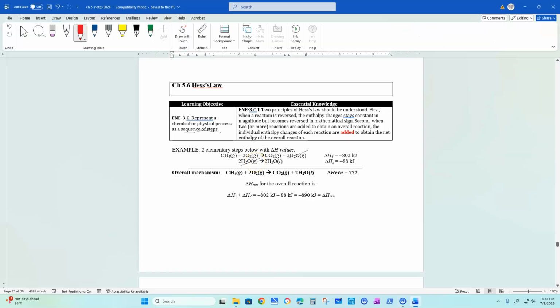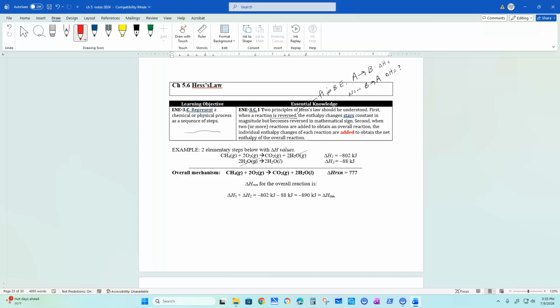So if you have a series of elementary steps to make a mechanism, how do you get the overall delta H? So Hess's Law has two principles. First, number one, if the reaction is reversed, so as in you flip the balanced equation, okay? So if you had A makes B, and now you want to flip it and have B makes A, what happens to the delta H value when you flip it?